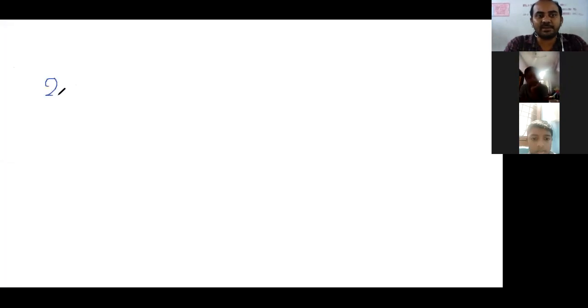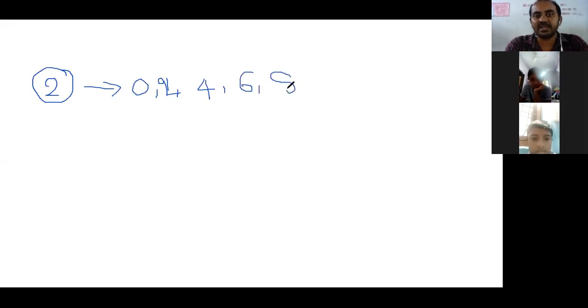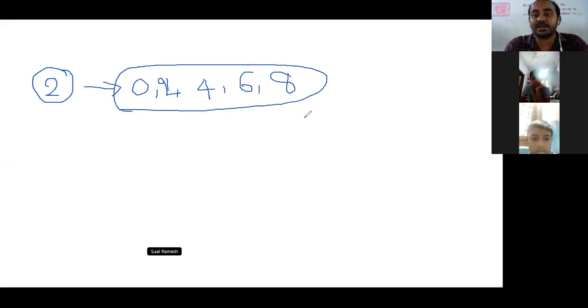If any number is divisible by 2, it means that the number should end with either 0, 2, 4, 6, or 8. The number should end with these digits. And those numbers are also called what? Even numbers. Right? Even numbers 0, 2, 4, 6, 8. If the number ends with these digits, that number is divisible by 2.